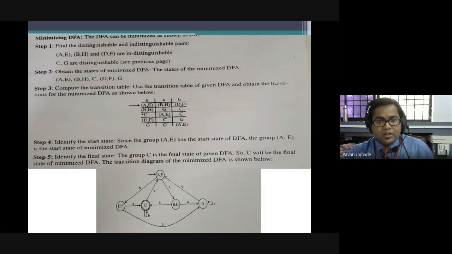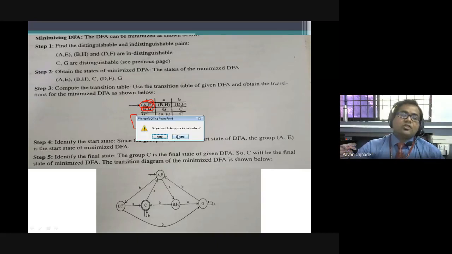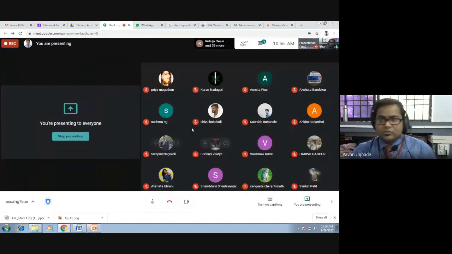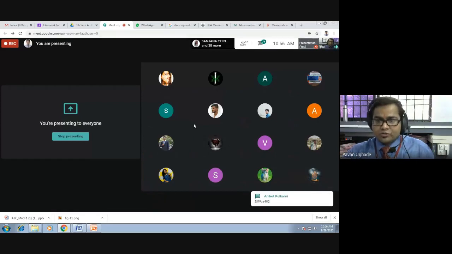See guys, here I have written like this. AE, BH, and DF, these are the pairs that we have got as indistinguishable. So we have put them together, and others we have written separately. Anyways, I'll take up this problem once again, and from the next class onwards we will be solving problems, because practice is the only solution for understanding this type of question.